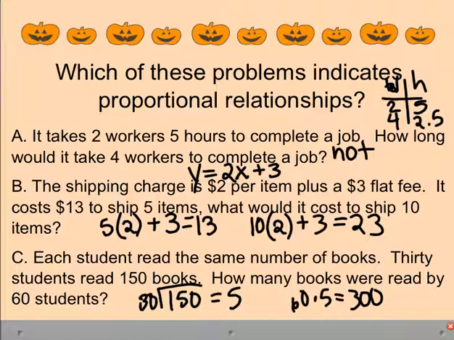And if we look at that in a table of number of students to books, if I have 30 students, I have 150. 60 students, I have 300. We see that that is consistent, and we have a constant. If we have 0 students, we have 0 books. It goes through the origin. This is proportional because each student reads the same number of books. Okay.